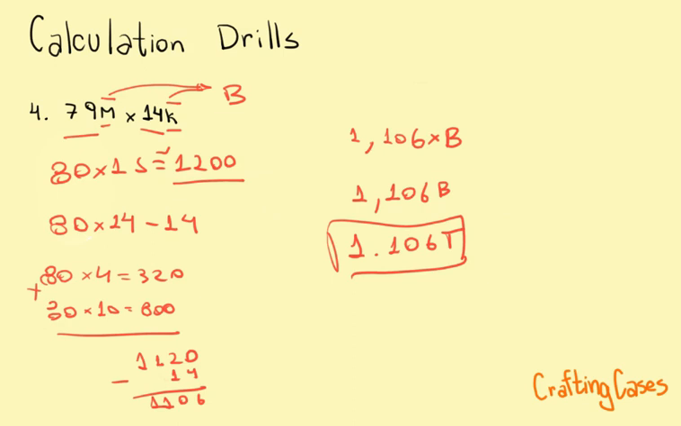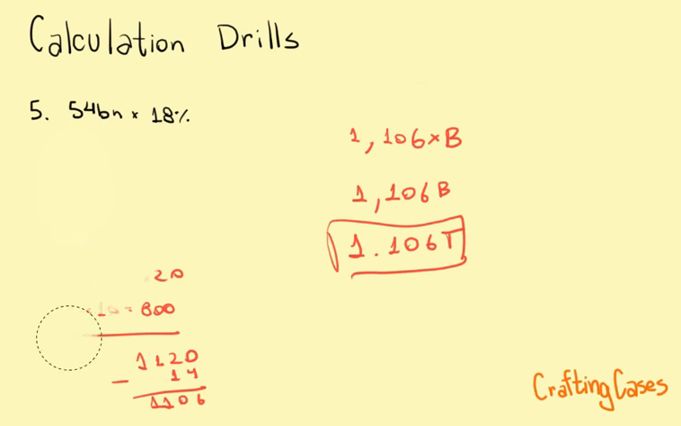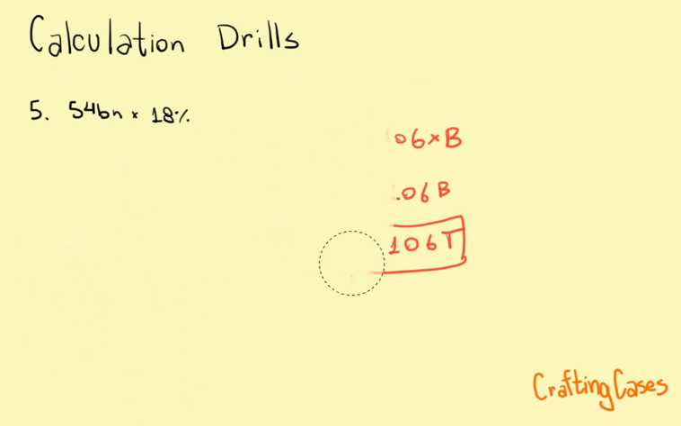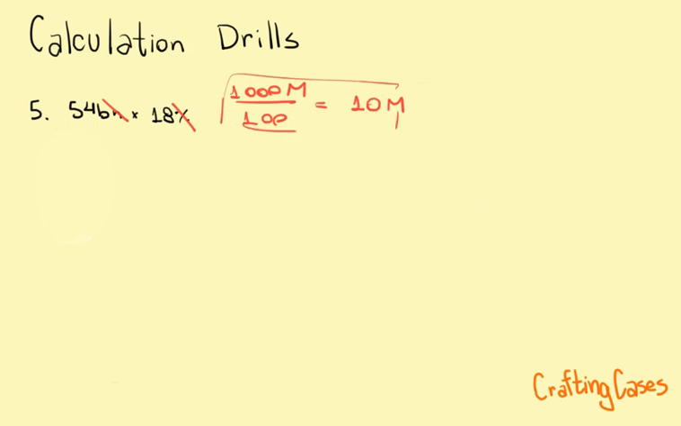Now take a look at the next one while I erase everything. Ready? Go. First thing I want to do here, get rid of these zeros. Got this? Move on then.